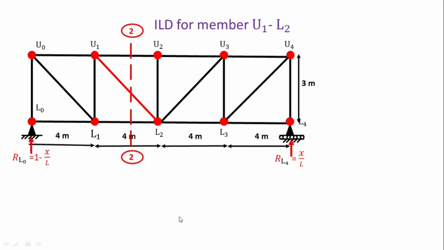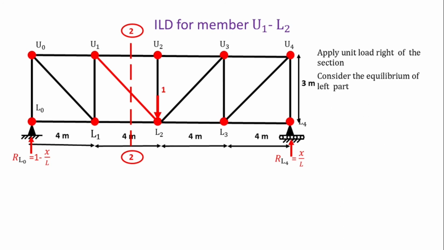Now move this load to the right of this section, because L2 is on the right side. So apply the unit load on the right of the section. Then consider the equilibrium of the left hand side of the section. So we are considering here the left hand side. Now again we have to assume the force in the member U1 L2. So here we are assuming tension, which means when the unit load is at L2, this member is subjected to tension. This is our assumption. If the answer is positive, it means our assumption is correct.